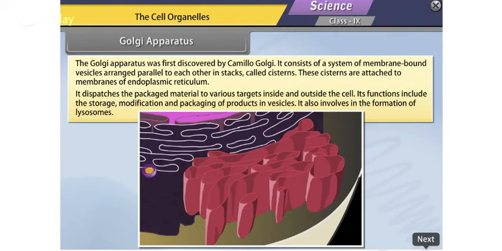It dispatches the packaged material to various targets inside and outside the cell. Its functions include the storage, modification, and packaging of products in vesicles. It is also involved in the formation of lysosomes.